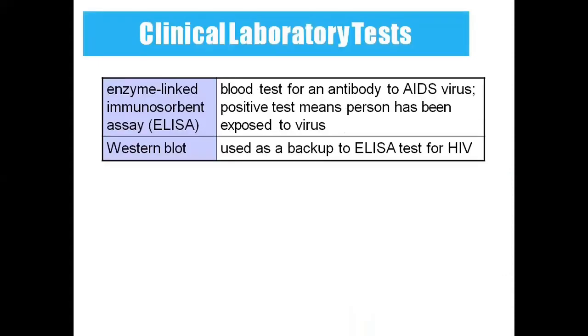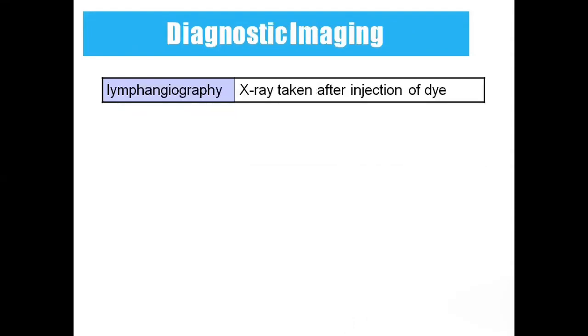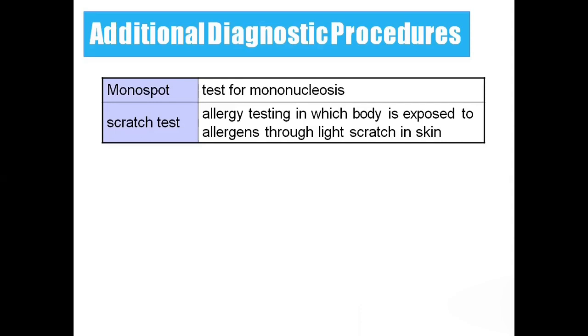Coming to the clinical laboratory tests, ELISA. ELISA is the test for AIDS to confirm whether the person has AIDS or not. And the Western blot, which is a backup test for AIDS. If we get a negative ELISA test, the person can confirm with the Western blot test whether he has AIDS or not. And lymphangiography, an X-ray of the lymphatic vessels after injecting a dye. Without injecting the dye, they cannot take an X-ray of lymphatic vessels. Monospot, which is a test for mononucleosis.